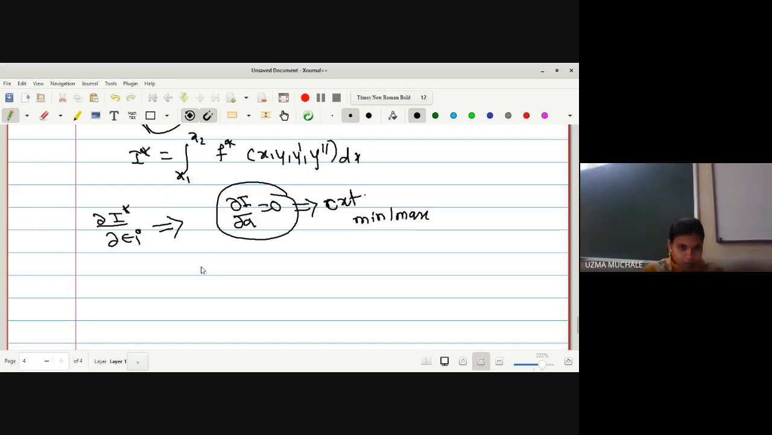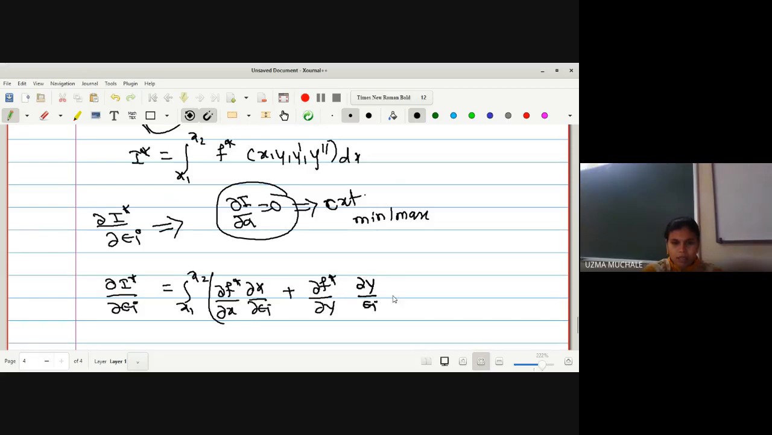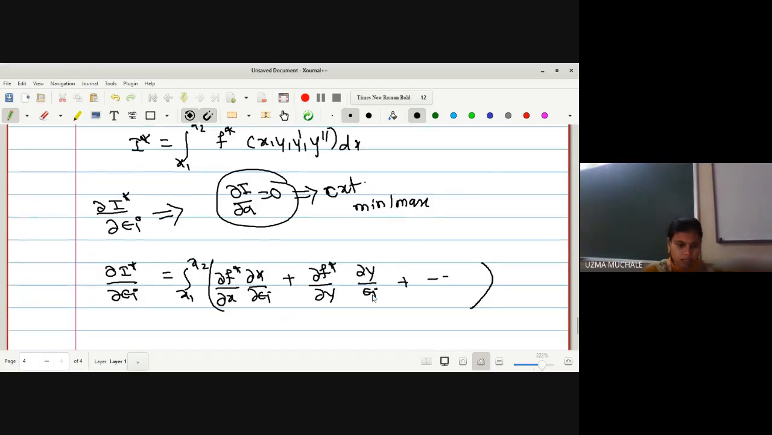So what we have to do now? I star we have to differentiate with respect to epsilon i. It equals the integration from x1 to x2 of f star differentiated with respect to x, then x differentiated with respect to epsilon i, plus f star differentiated with respect to y and y with respect to epsilon i, plus the same thing for the next term.